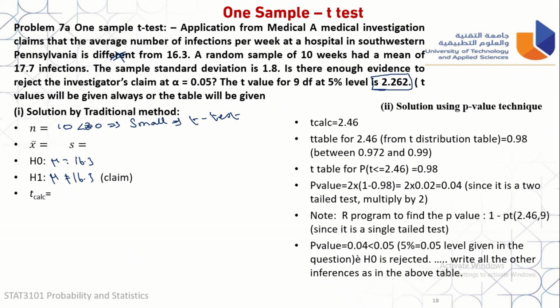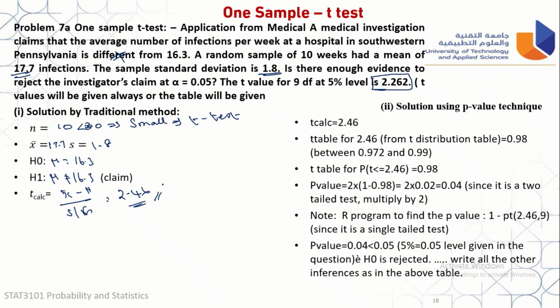What is X bar? The sample mean is 17.7 and the sample standard deviation is 1.8. Use the formula: X bar minus mu divided by S by square root of n. Substitute all these values and the answer is 2.46.